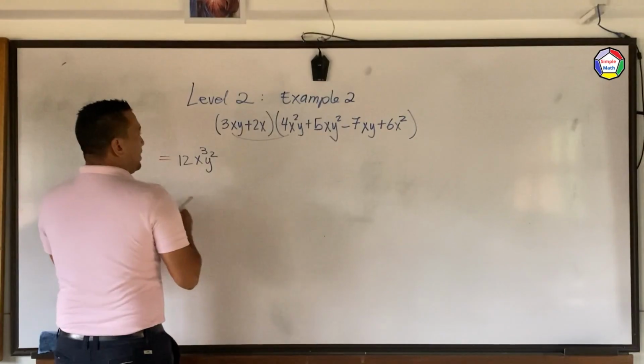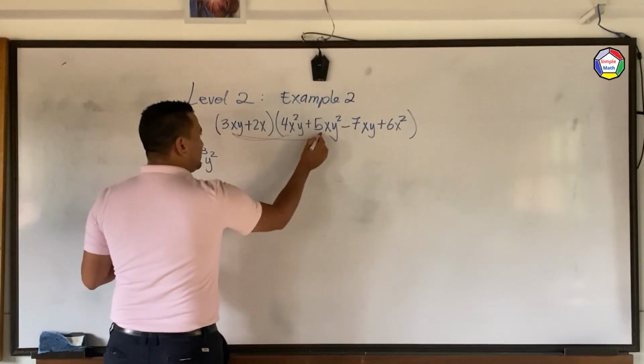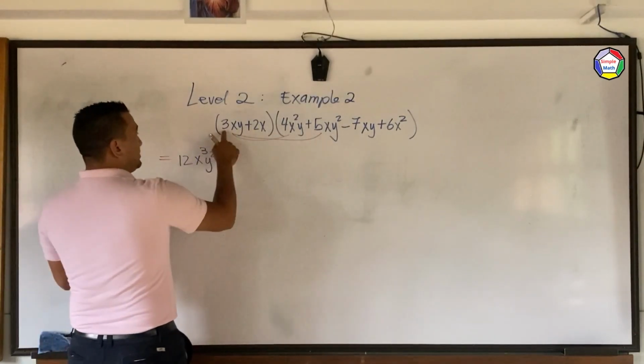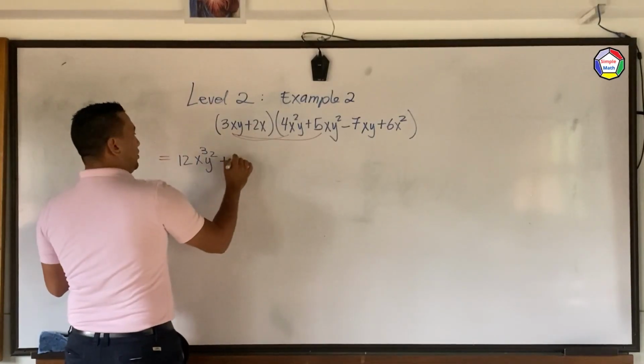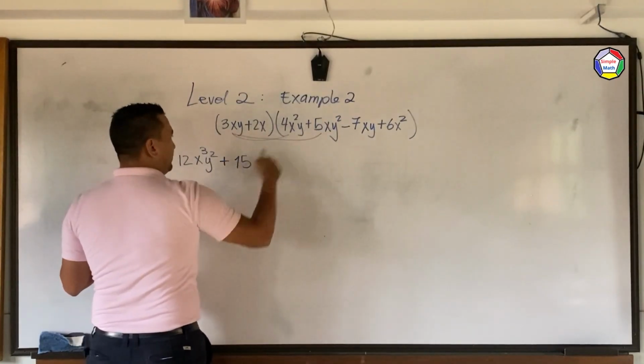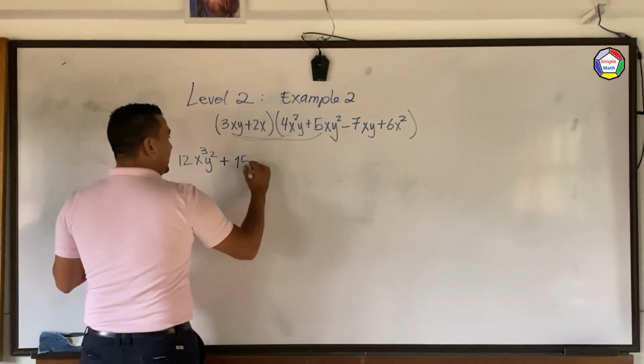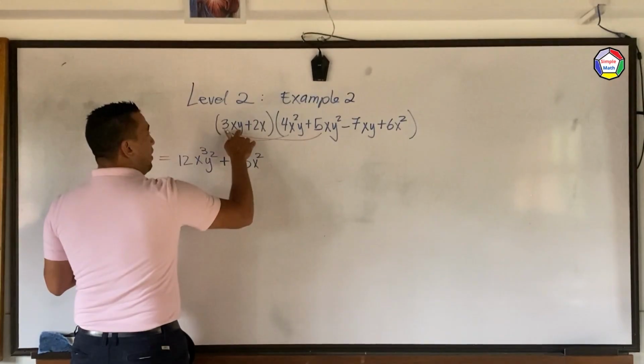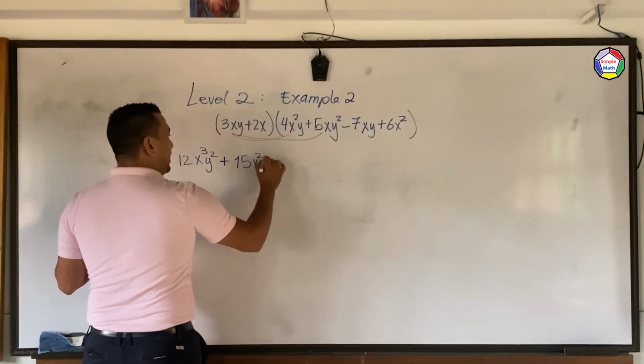Alright, now I'm going to multiply this with this. Positive times positive gives me positive. So plus 3 times 5 is 15. X times x, x squared. Y times y squared is y cubed.